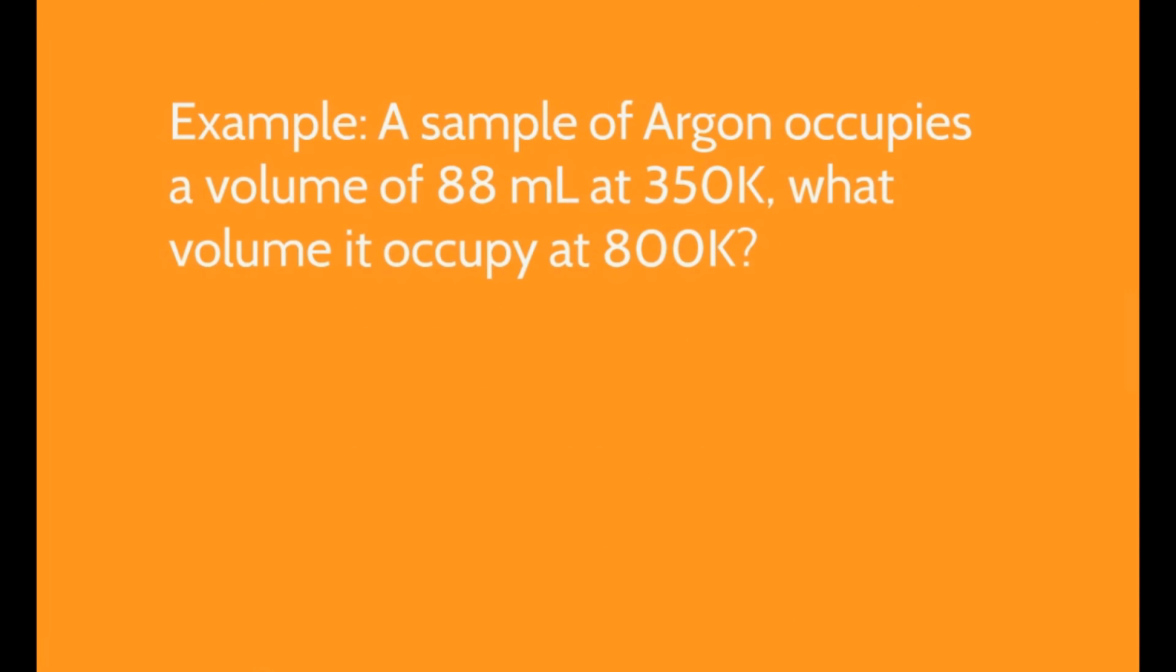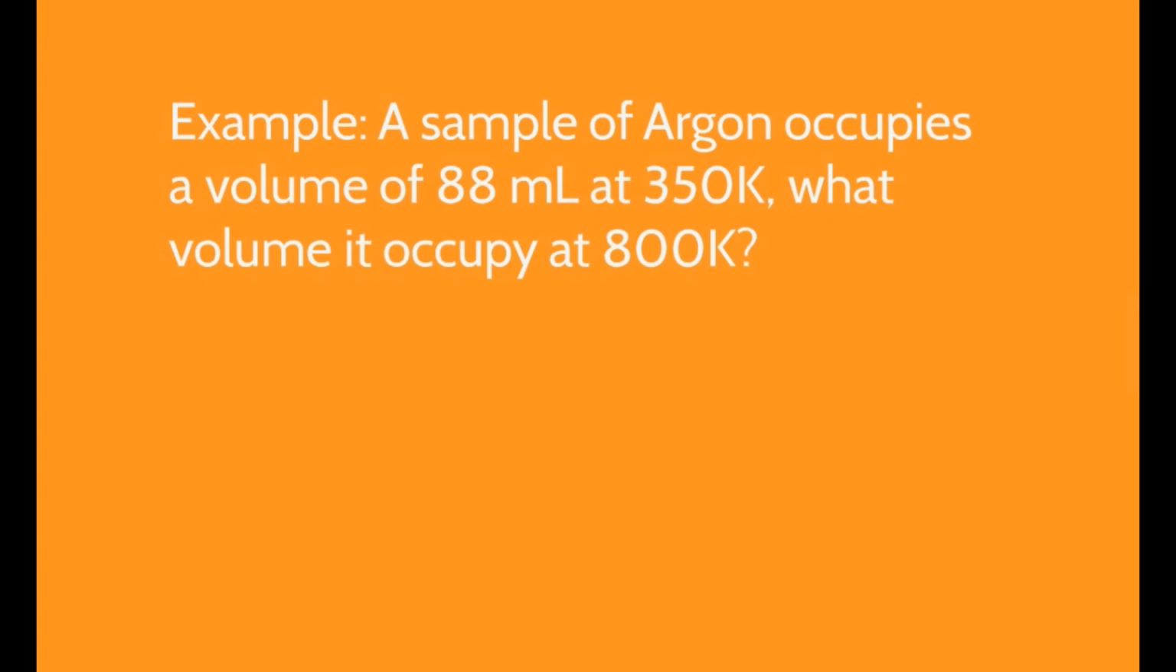That's a good one. So a sample of argon occupies a volume of 88 milliliters. All right, let's say that's our V1. Why not? At 350. Is that our P? No, it's a T. We'll say it's our T1.